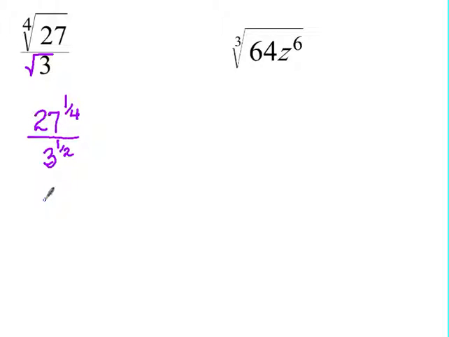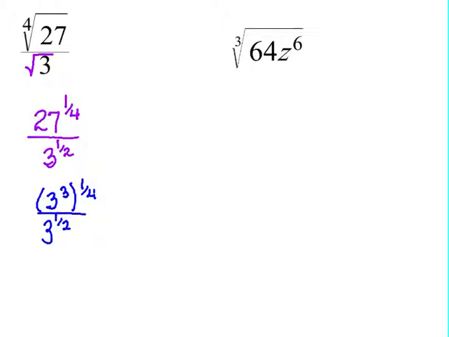So if I think about that, is there a way that I could write 27 as a power of 3? What would it be? 27 would be 3 to what power? 3 to the 3rd, yeah. Somebody who said 3, you were right. Because 3 times 3 times 3 is 27.